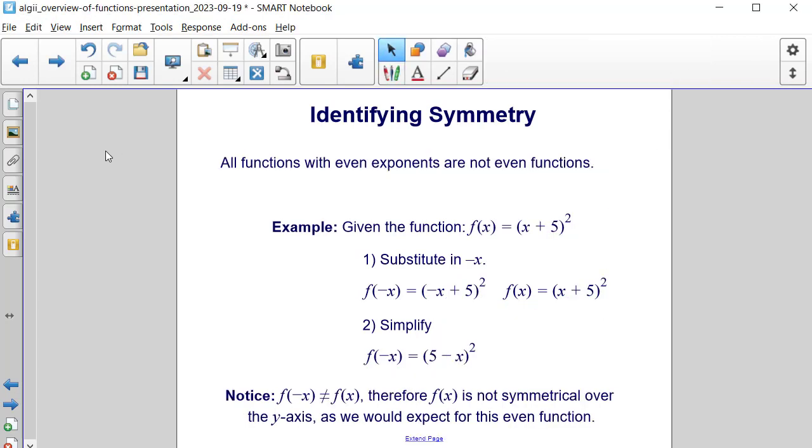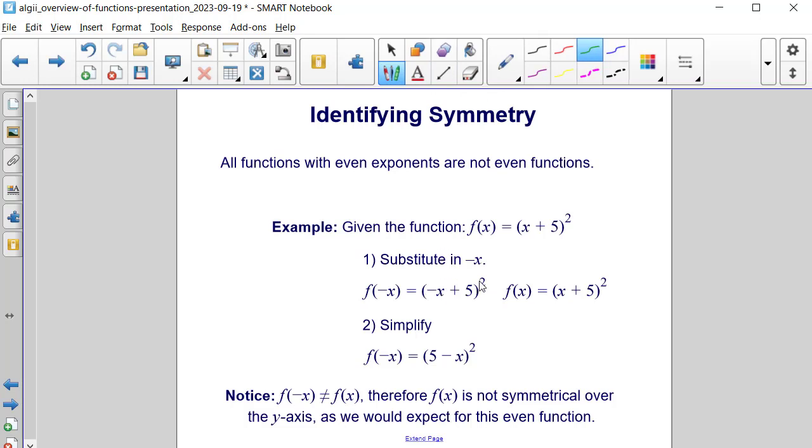It is important to note that all functions with even exponents are not necessarily even functions. Here's an example that has even exponents, but it is not an even function. We're given this function f of x, and that is equal to x plus 5 quantity squared. If we substitute negative x in for x, we get negative x plus 5 quantity squared.